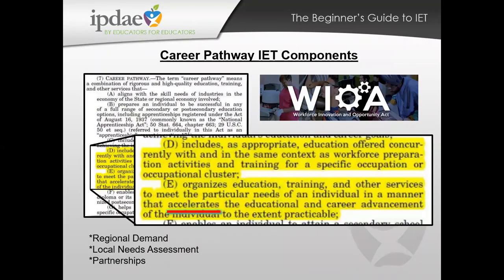So another piece of this is looking at the career pathway as defined in WIOA. And you can see this includes, as appropriate, education offered concurrently with and in the same context as workforce preparation activities and training for a specific occupation or occupational cluster. Okay, we covered that. Organizes education, training, and other services to meet the particular needs of an individual in a manner that, and I've got this underlined, accelerates the educational and career advancement of the individual to the extent practicable.